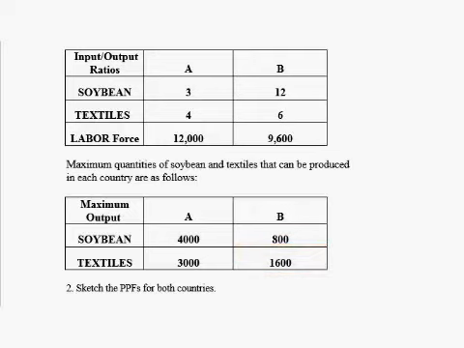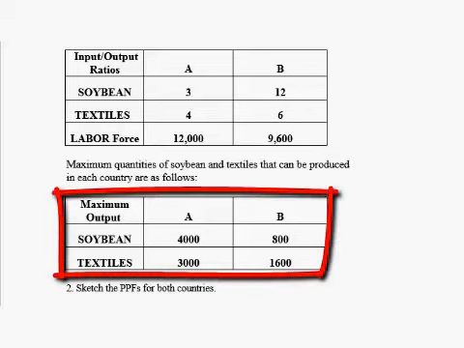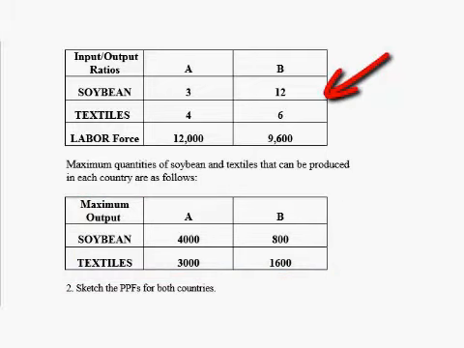The maximum quantity of soybean we can have in country A is 4,000. The maximum quantity of soybean we could produce in country B is 800. The maximum quantity of textiles that can be produced in country A is 3,000. The maximum quantity of textiles that can be produced in country B is 1,600. These data are derived from these 6 numbers right here by dividing the quantity of labor by the input-output ratios, and that's what we get as the maximum quantities.